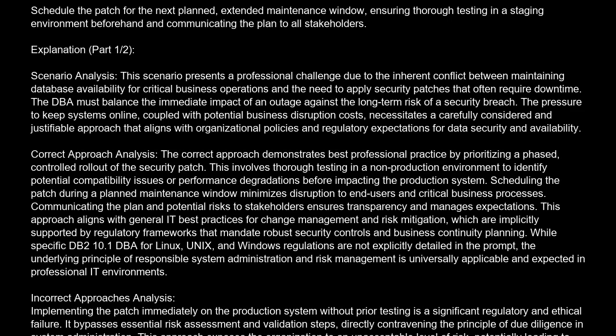The correct answer is A. Schedule the patch for the next planned extended maintenance window, ensuring thorough testing in a staging environment beforehand, and communicating the plan to all stakeholders.